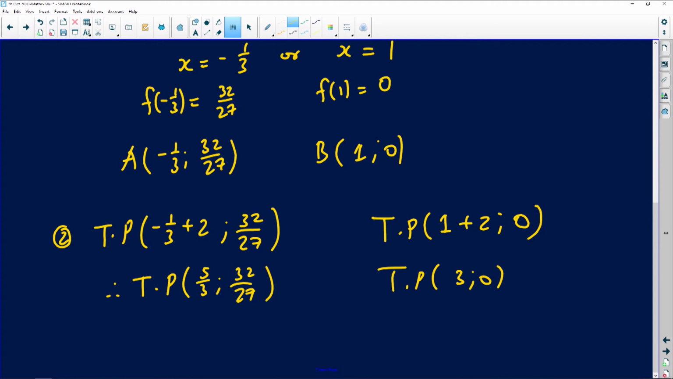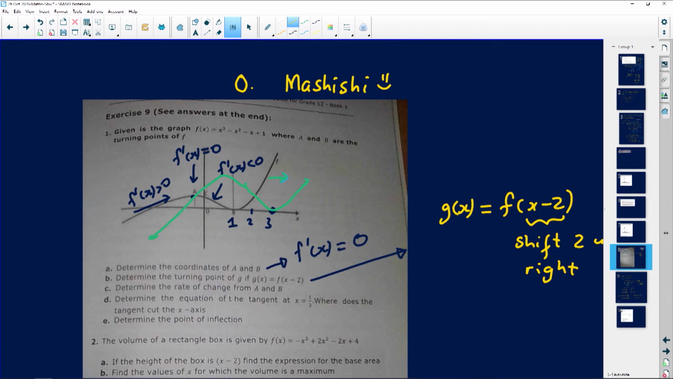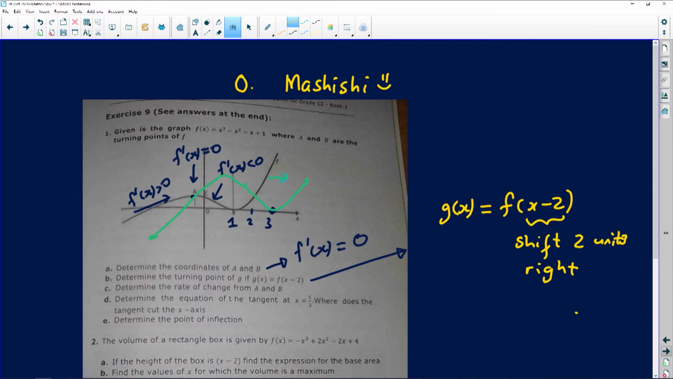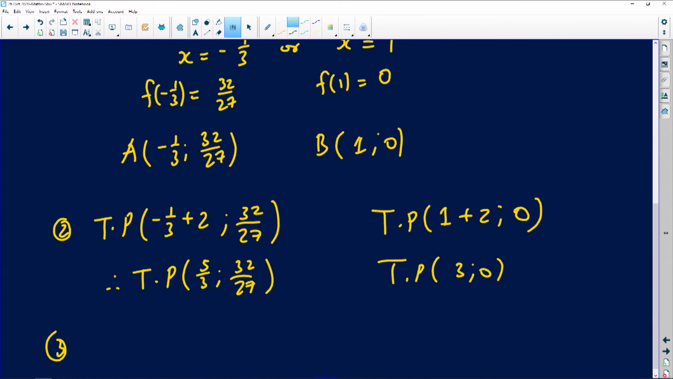So very simple question, but the concept behind what is going on is very, very important. Let's go to the third one. The third question is asking for something awesome. They say now determine the rate of change from A and B. We're just discussing the concept of the gradient, guys. Very important for you to try and figure it out. So we want the gradient from A and B.